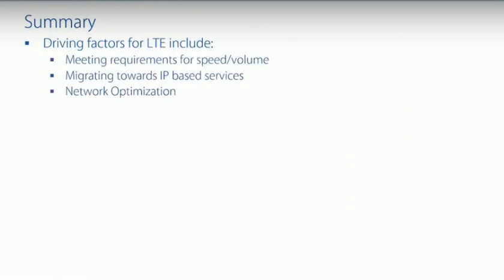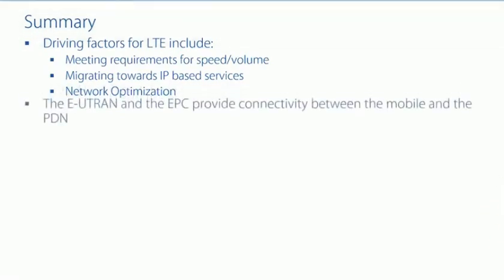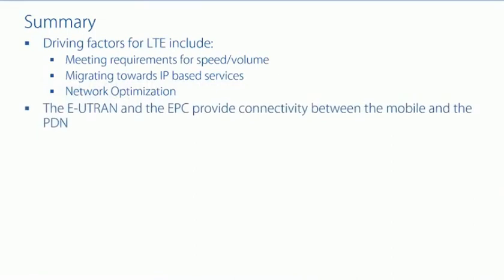So just in summary then, we talked about some of the driving factors for LTE in this session, and they included the whole notion of accommodating the vast speed and volume requirements that are out there today. We also talked about the whole concept of migration towards IP-based services and the notion of network optimization. We talked about the end-to-end architecture, which included the evolved Universal Terrestrial Radio Access Network and the Evolved Packet Core, which collectively provided connectivity to a packet data network of some description. That connectivity, remember, was called an EPS bearer.